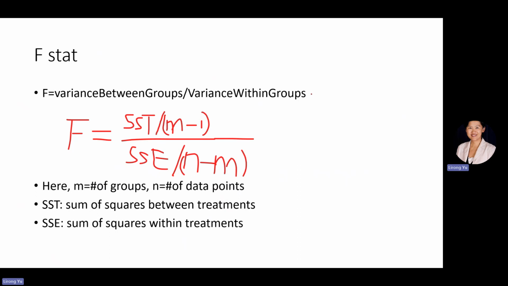The numerator has SST, which stands for sum of squares between the treatments. The letter T represents treatment, for different groups. SSE is the sum of squares within the treatment, or you can also call it the sum of squares for the error terms, the error from their own mean within the group. So that's SST and SSE.